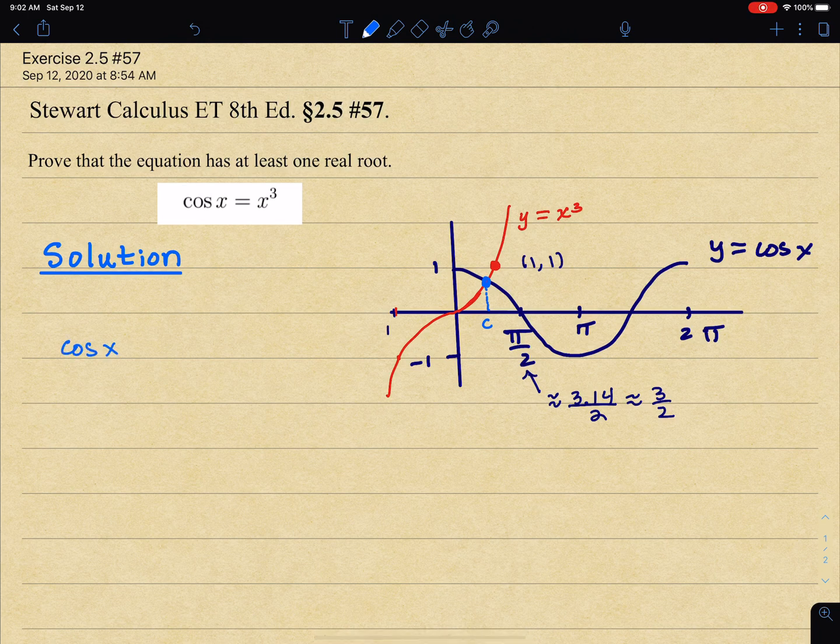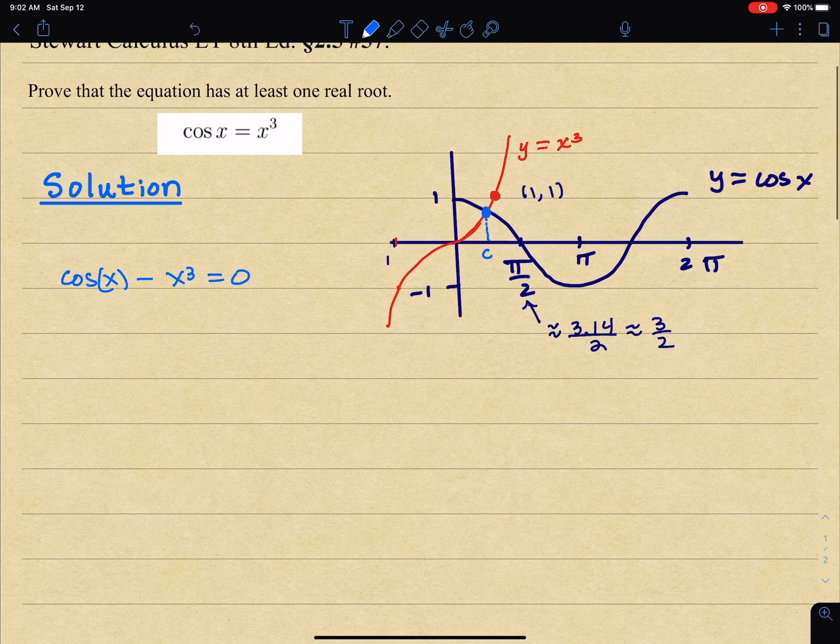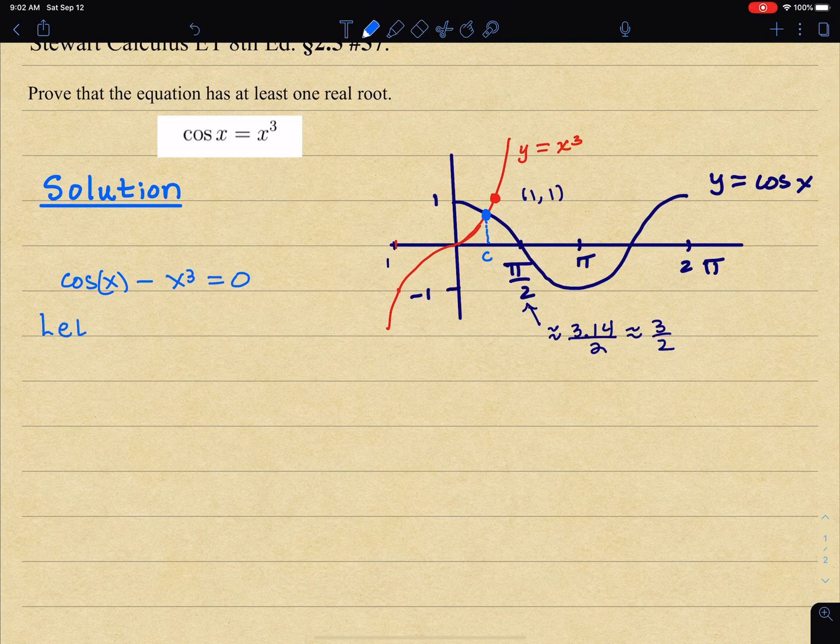So my solution is that I take cosine x, subtract x cubed, and set that equal to 0. These two equations are equivalent. Then I let f of x equal cosine x minus x cubed. Now I'm going to put a bullet there, and make a statement that f is continuous because it's a difference of a trig function and a polynomial function.